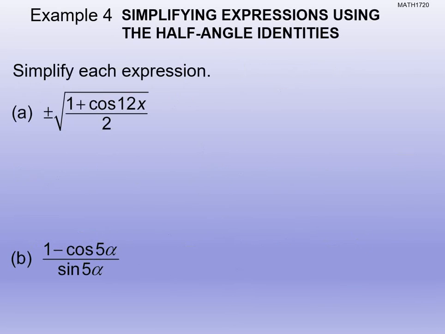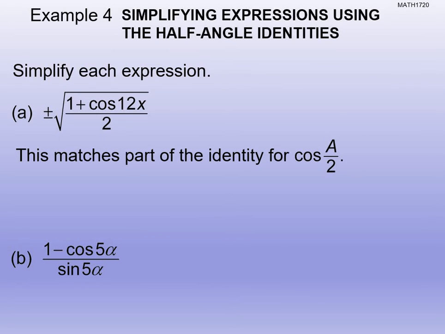Moving on to the next part, we want to simplify each expression. Notice they're very similar to our half-angle identities, only we have 1 plus cosine of 12x, all divided by 2, and there's a plus or minus in front. So this does match the identity for cosine of a over 2. We just have to identify what a actually is when we go through this. So we're going to substitute 12x in for a. That's really what happened there.